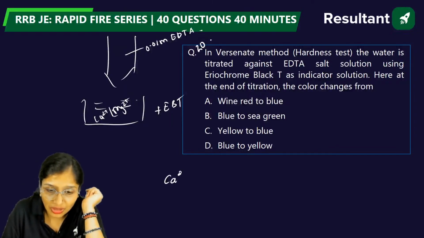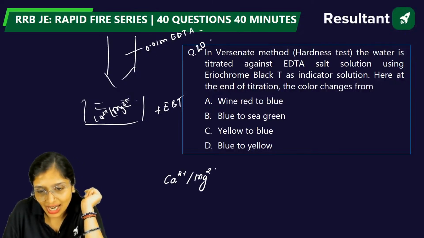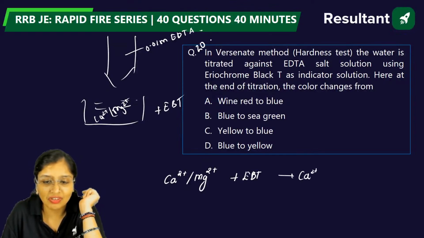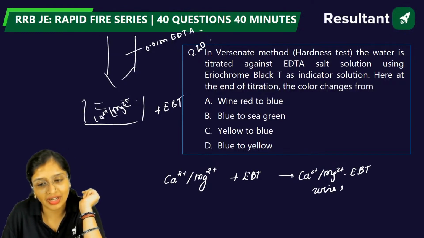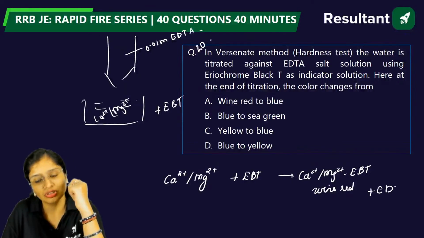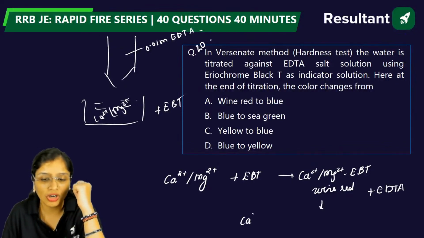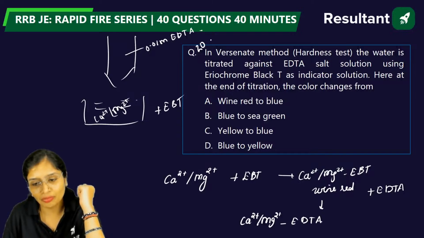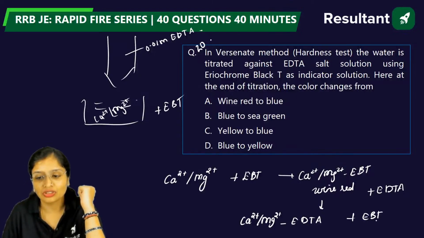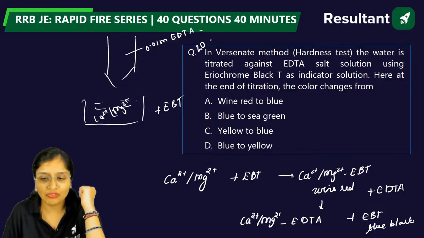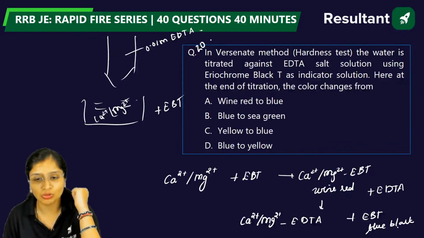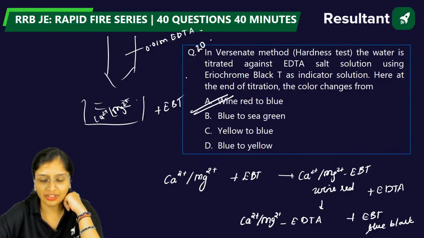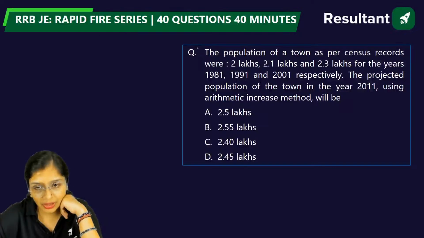See, before the experiment was started, you will add EBT. EBT itself is blue black in color, but when it reacts with calcium and magnesium, it will form a wine red color. So before the experiment is started, the color of water is wine red. Now when EDTA is added from the burette, the bond between calcium and magnesium with EBT will loosen and lead to the formation of a bond with EDTA, and EBT will separate. So this is blue black color. Before the experiment the color was wine red, after it is blue. So wine red to blue. Correct, Kedari. Very good.